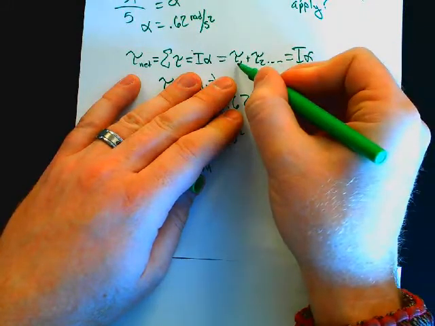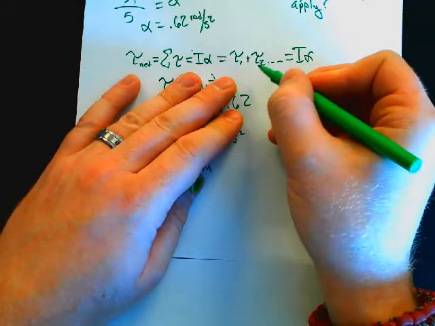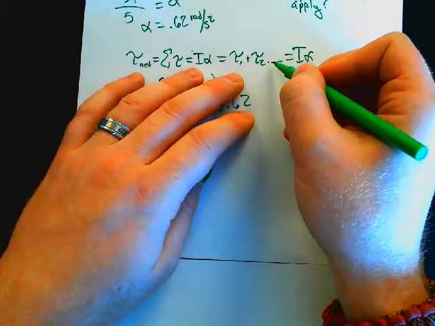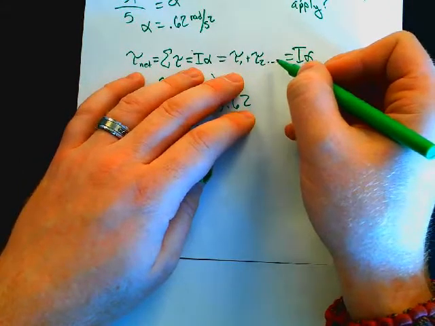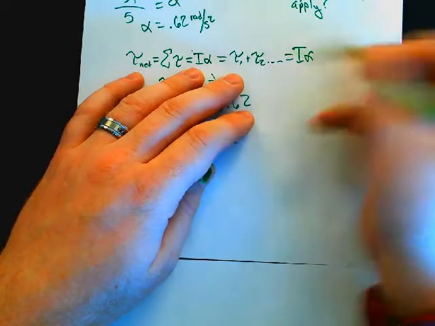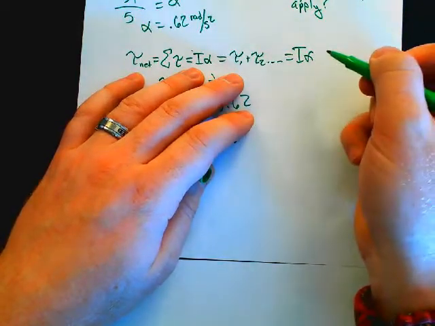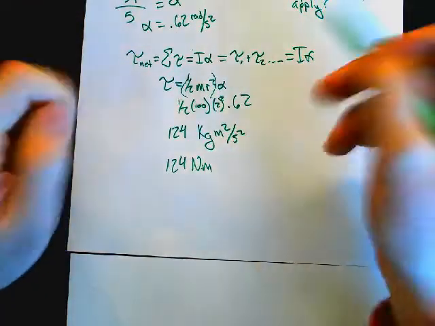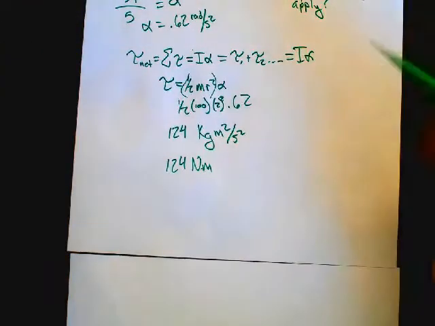This could be the person. This could be some kind of friction about the axis. We could add another person here who's trying to help them out. Whatever the various torques are that sum up to that I alpha value. Regardless of how many torques are acting on this situation, this would be what we call a dynamic situation. Dynamics meaning things are moving.